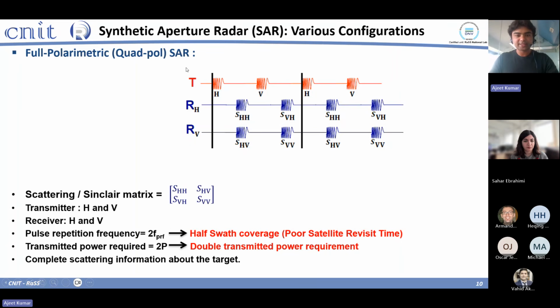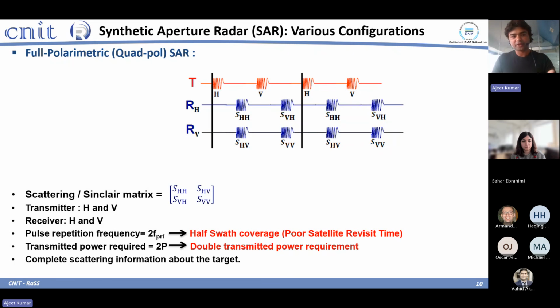So you transmit H in one time slot, you receive H and V, then you transmit V, receive H and V. So something like the wait time, and here's a problem in the swath coverage area. Because the wait time is reduced, the swath coverage area becomes half, and that's why you need more time to cover the whole globe. It's something like the satellite revisit time will be doubled.